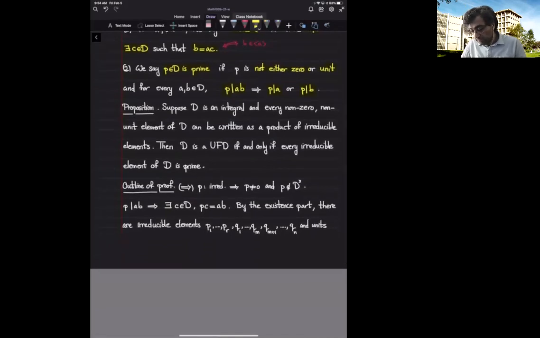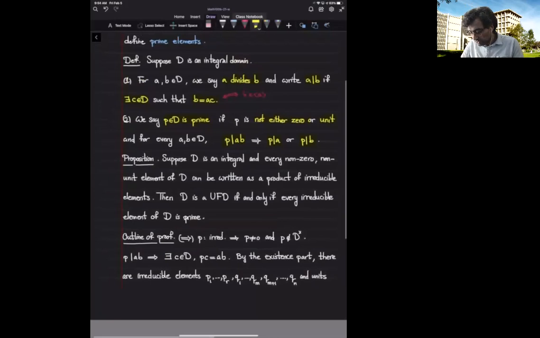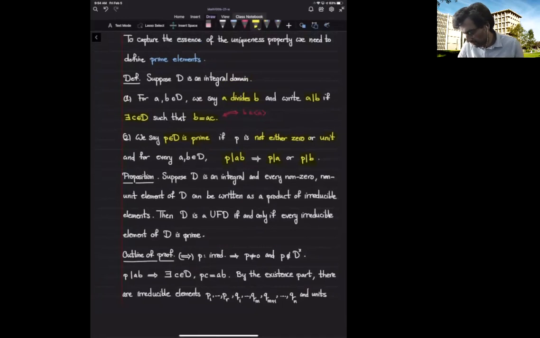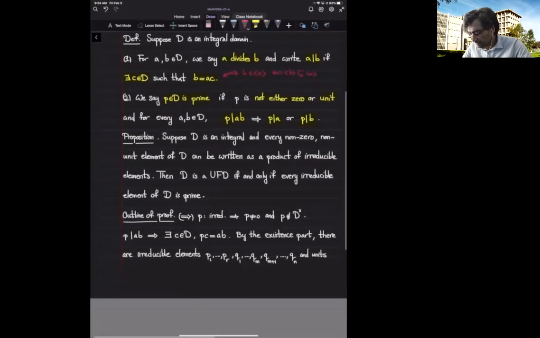Now, let's try to understand this divisibility a bit better. Again, as I've pointed out, A divides B precisely when B belongs to the ideal generated by A. And this is exactly the case when the ideal generated by B is a subset of the ideal generated by A. So divisibility is kind of the reverse of inclusion. But let's see what the main result is that we want.